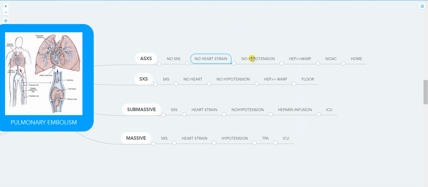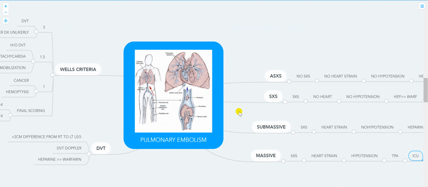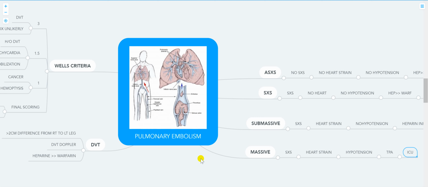If they're asymptomatic, with no heart strain or decreased blood pressure, heparin, warfarin, send home. If they're symptomatic, with no heart strain or decreased blood pressure, heparin, warfarin, but put them on the floor just in case anything happens. If it's submassive, symptomatic with heart strain but no decreased blood pressure, heparin infusion, put them in the ICU. If it's massive, usually symptomatic with heart strain and hypotension, you start on TPA in the ICU, or you can do an embolectomy sometimes. Okay, so these are the management steps of a pulmonary embolism.